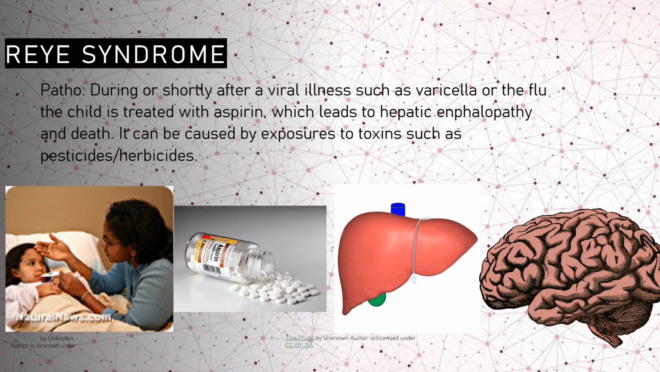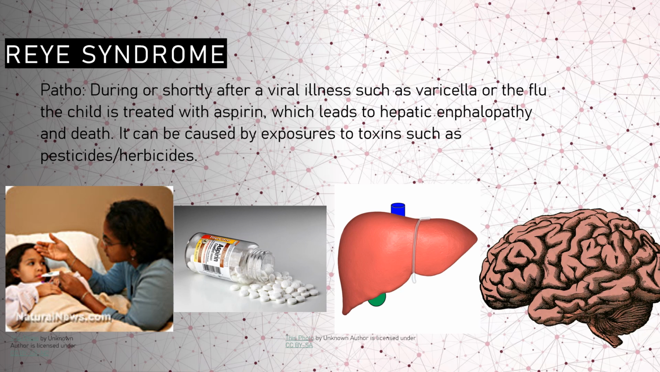And then within 3 to 5 days of their illness resolving is usually when they would see this occur. So it's a sudden swelling of the liver, which then leads to increased ammonia levels, which then leads to swelling of the brain. Which then leads to death from brain herniation.